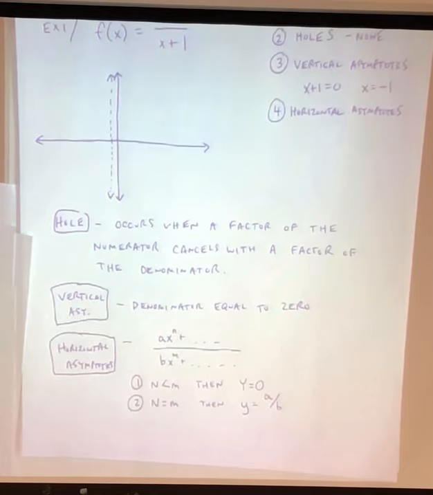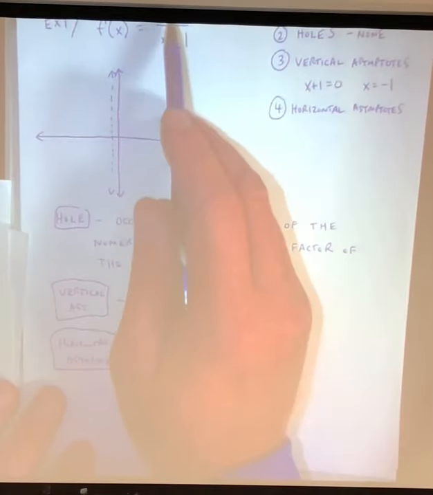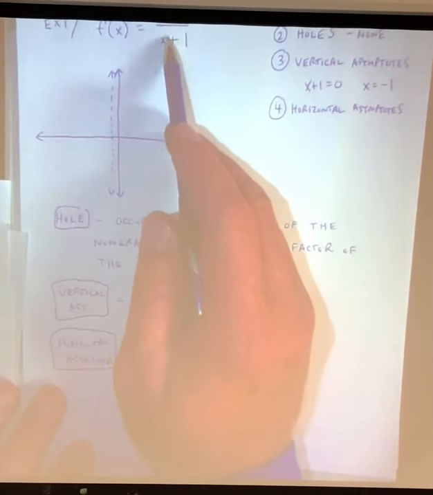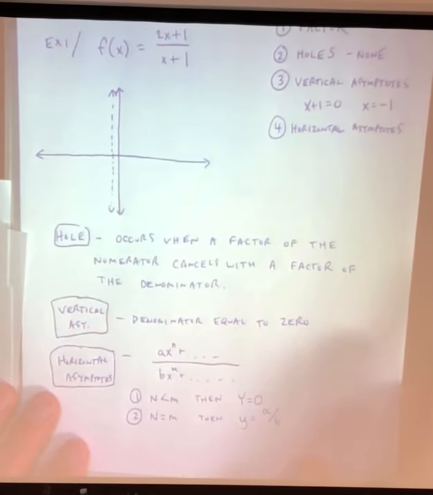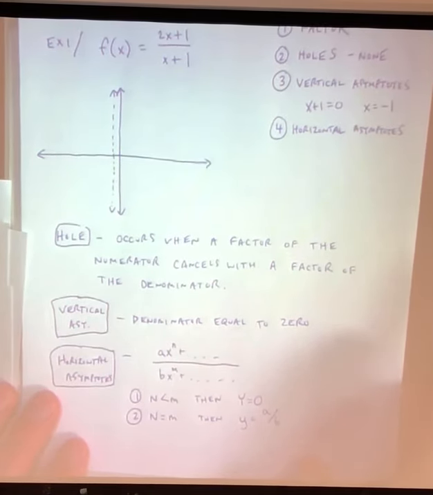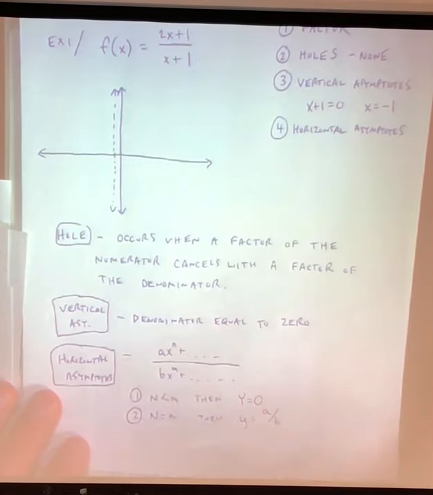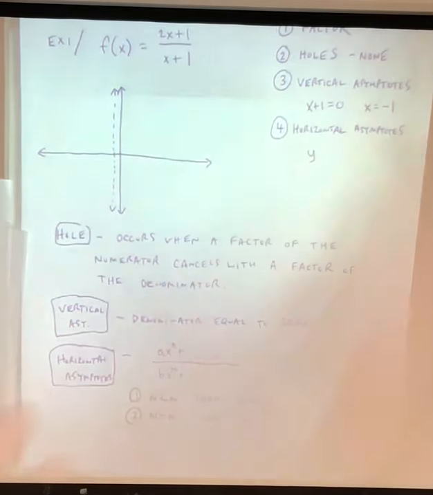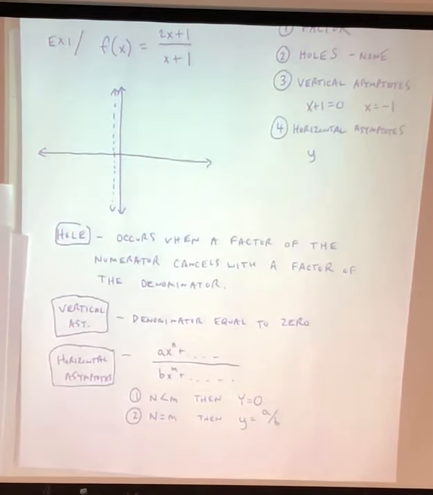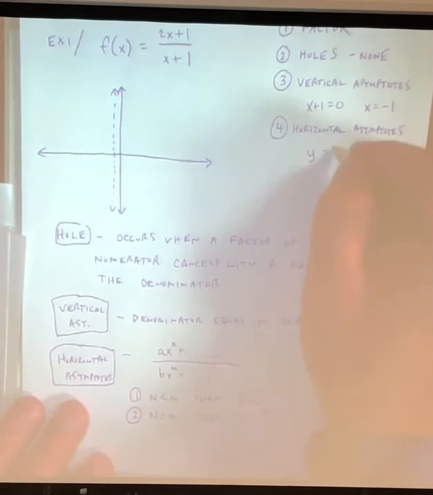Notice in the problem we have here, would everybody agree that the degrees are the same? They're both 1. So n is equal to m. That's the situation we have in this first example. So we would say that y is equal to 2 over 1.